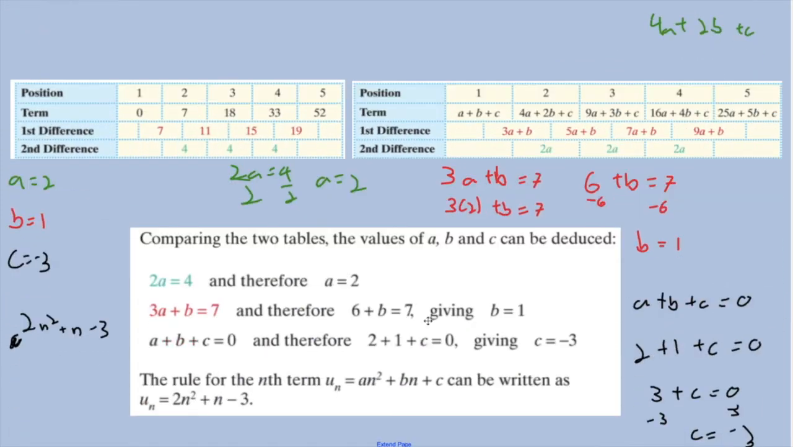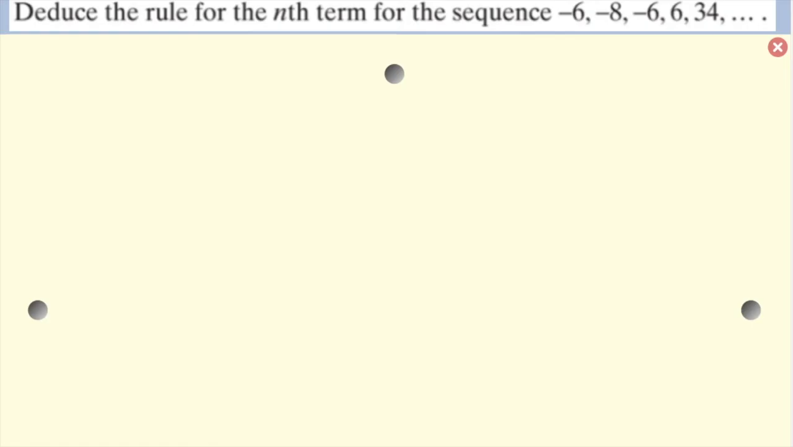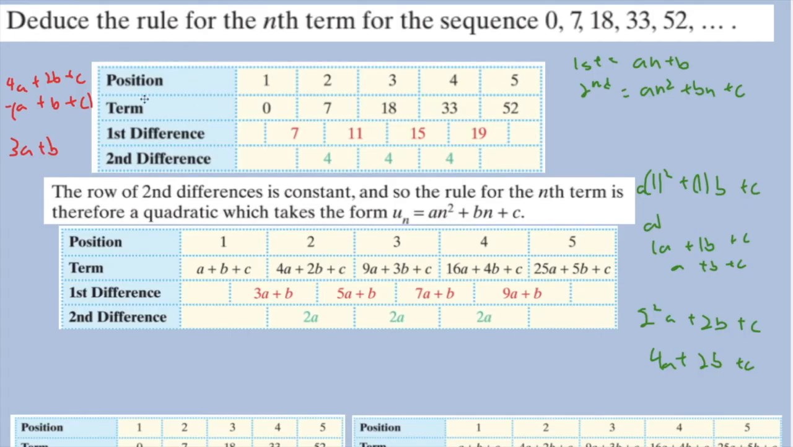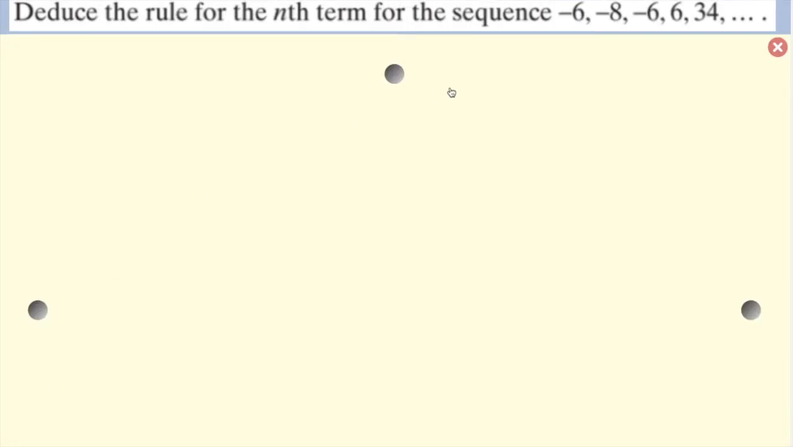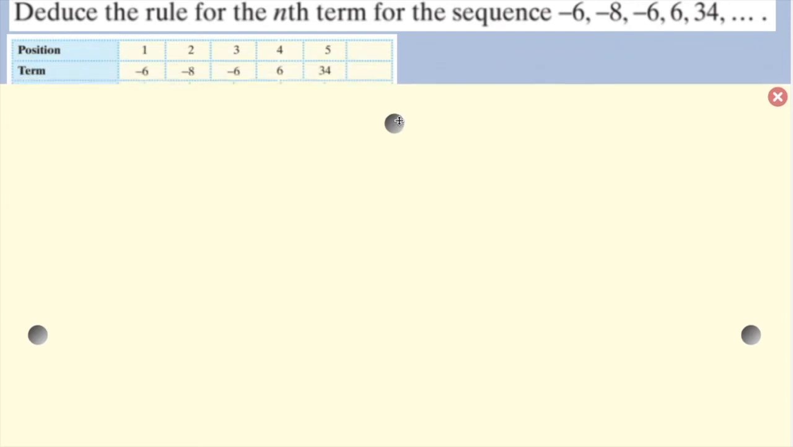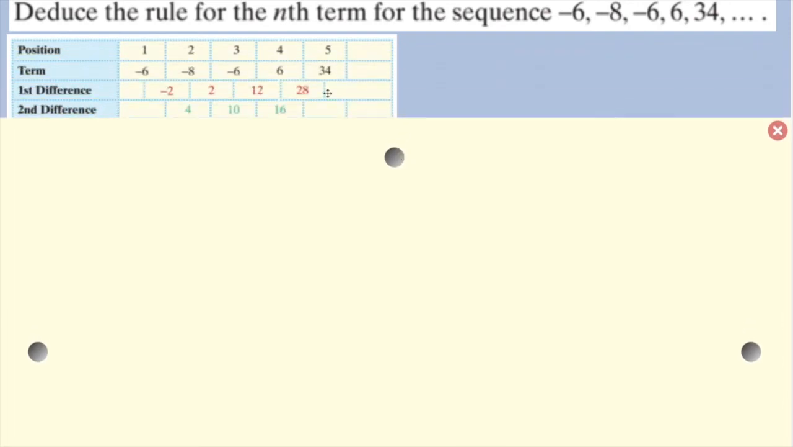All right. Let's do the next one. Deduce the rule for the nth term for the sequence -6, -8, -6, 6, and 34. Before we do this, I want you to set this up in at least this first table: position, term, first difference, and second difference. Set this sequence up in a position, term, first difference, second difference. Pause it and then come back when you're done. Okay, so you should have something that looks like this.